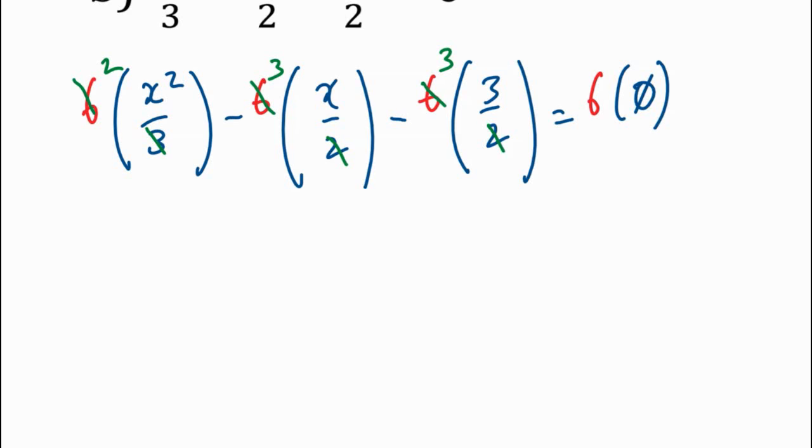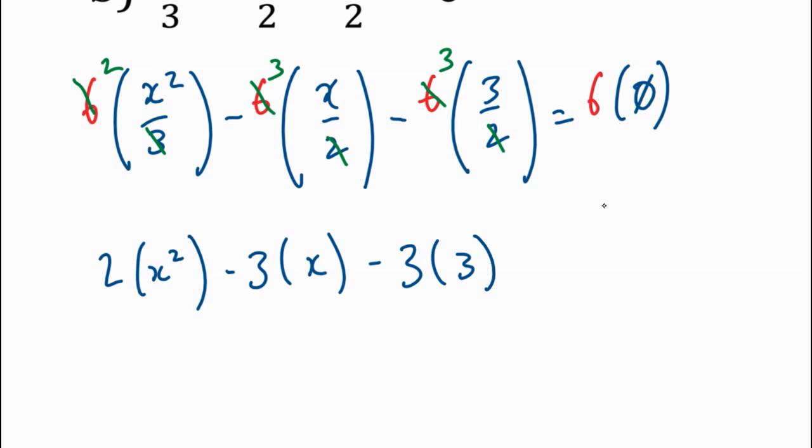If for some reason it doesn't divide evenly, like if I had a 4 in the bottom, well, 6 divided by 4 is not going to work. So that means I picked the wrong number. Okay, so it should always work. Our fractions are all the way gone. And I get 2 times x squared minus 3 times x minus 3 times 3. And 6 times 0 is 0.